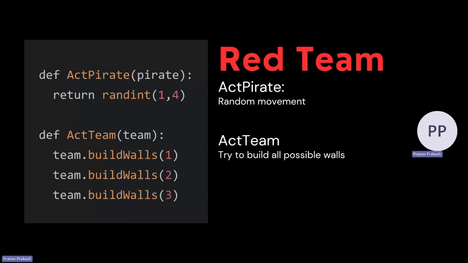Here we have the red team script. As you can see, it's a very simple script. Act pirate just returns a random integer from 1 to 4. This corresponds to random movement with no logic behind deciding which direction to move in. If you look at the act team function, you can see that build walls is called with the arguments 1, 2, and 3 separately. This corresponds to trying to build all possible walls on the map around each island. This doesn't mean that the walls actually get built, and we will see this in the example. But for now, let's move on to the other script.